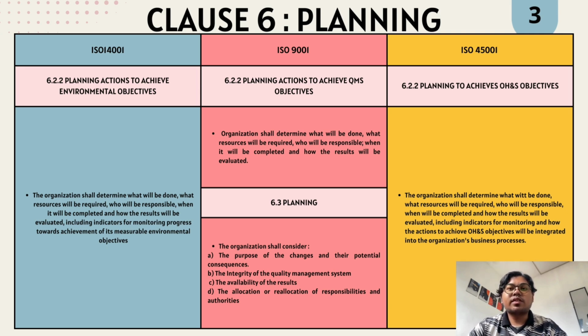For ISO 9001, for example, the organisation should consider the purpose of the change and the potential consequences. Next is the integrity of the quality management system. Next, the reliability of the result and the allocation or reallocation of responsibility and authorities.